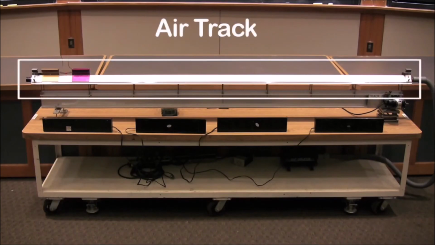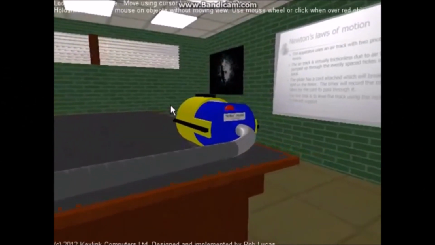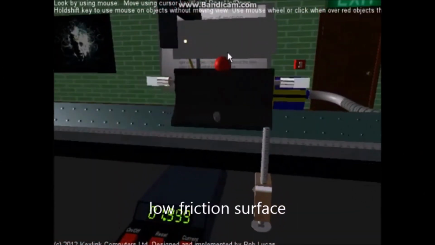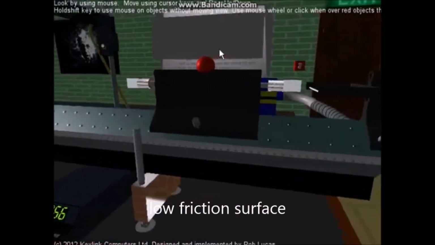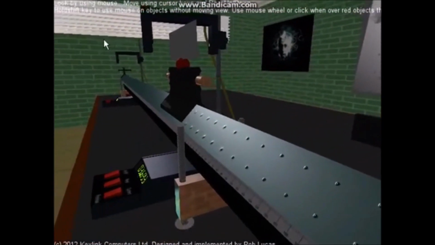Air track experiment. Connected to blow air through here, and timing gate here, and bounces on the rubber band there, and off it goes back up the track.